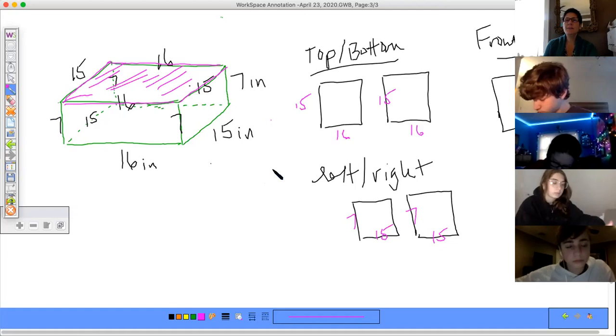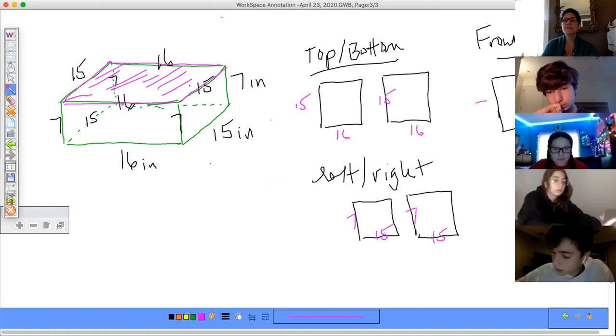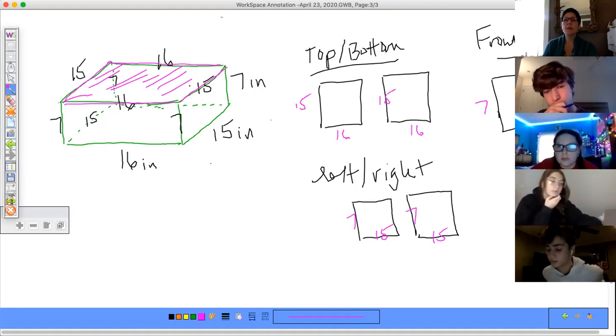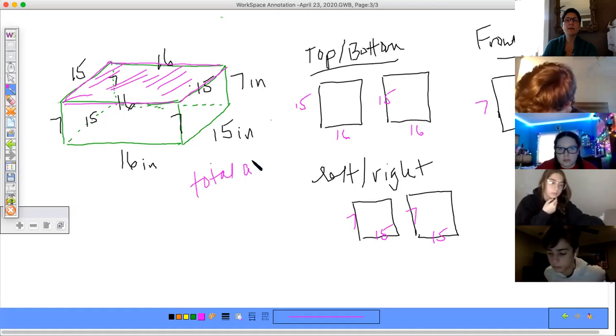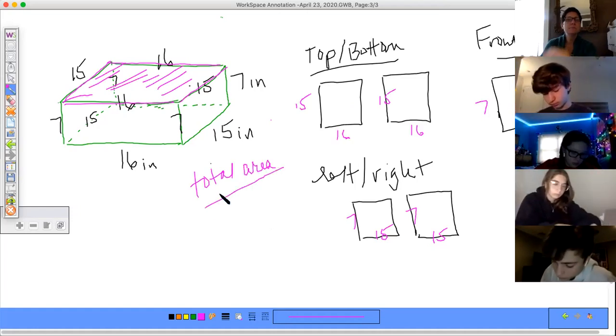Okay, and then the front and the back, what did you say, Anthony? 7 by 16. It is 7 by 16 and then 7 by 16. Sienna, do you have a question on either of those? No. Harrison, do you have a question on either of those? I'm good. Are you sure? Okay, so can you guys do me a favor and get me the total area of all 6 sides? I just want the total area. I'll wait for you guys to get me my total area, and then I'm going to throw a little bogey at you.